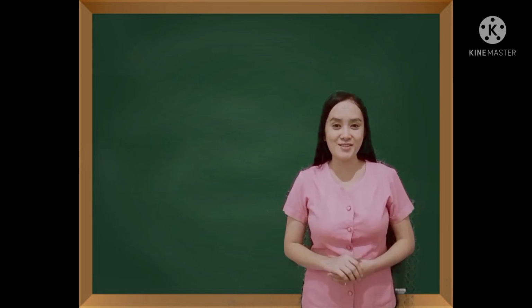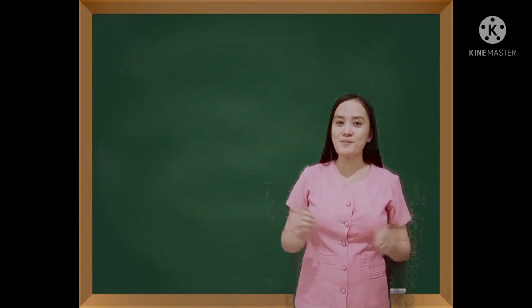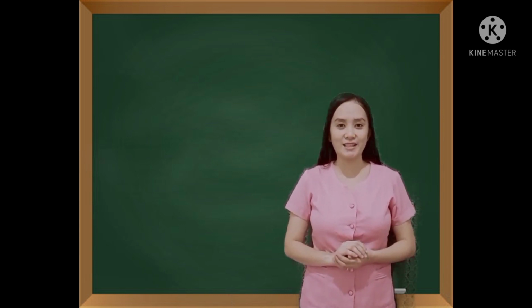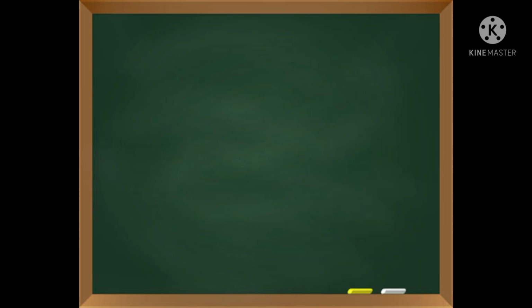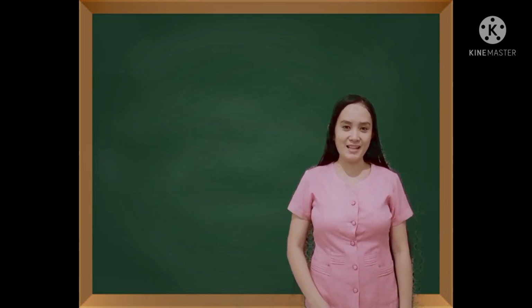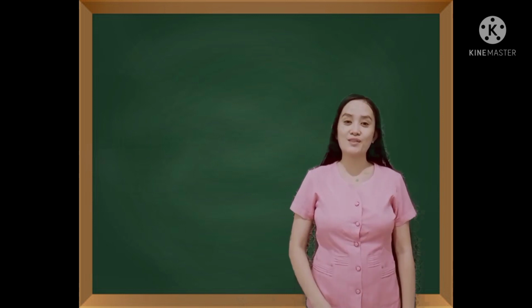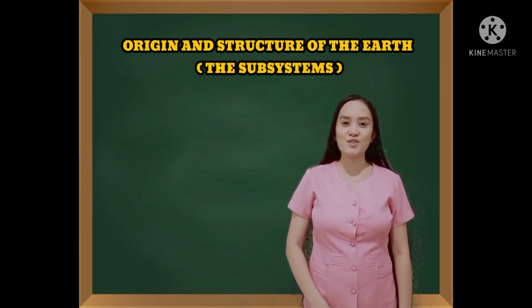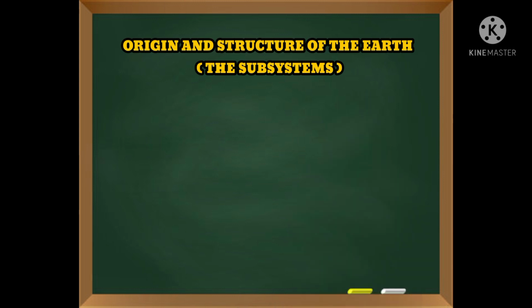Who got a perfect score? Who almost made it? Don't worry, class, because we haven't started yet. Too much is in store. Welcome once again to the Earth and Life Science class with the lesson, Origin and Structure of the Earth: the Subsystems.